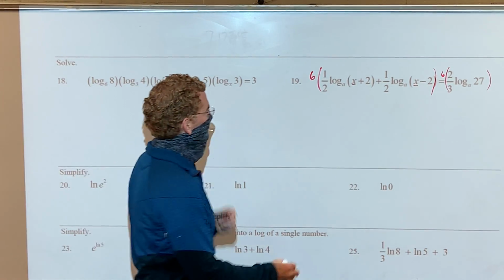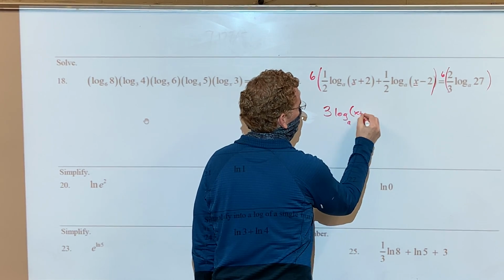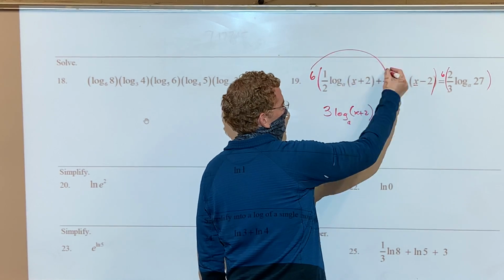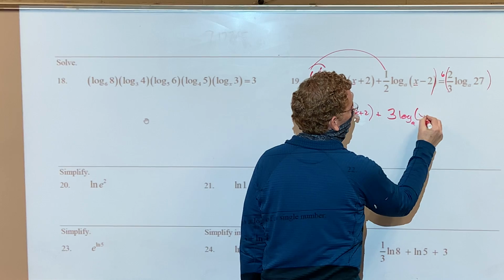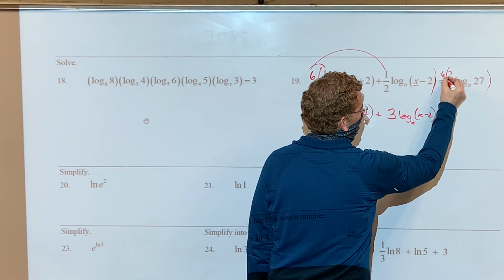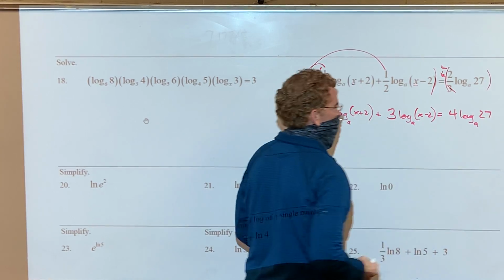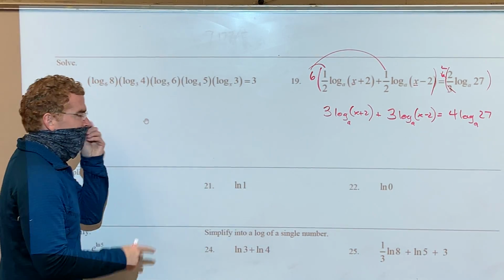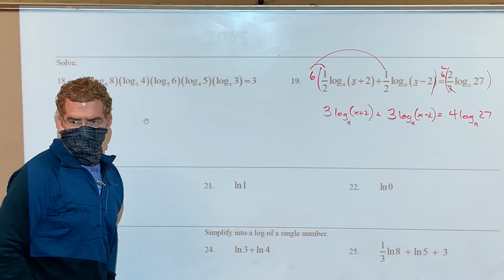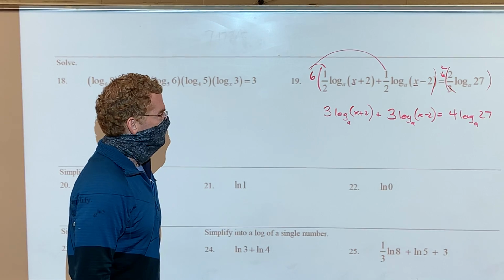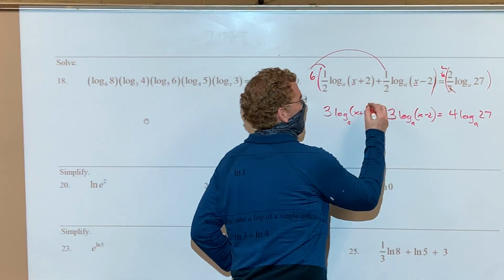I think that's a great idea. So 6 times that gives me a 3 log base a of x plus 2. And then 6 times that, because you've got to distribute, right? Another 3 log base a of x minus 2. And then 6 times that gives me a 4 log base a of 27. Now what? Can you just cancel those logs out? No. Can you exponentiate with an a? No. Can you swing the 3's and the 4's up? Yes. Okay, let's try that then. I'm going to swing that 3 up.